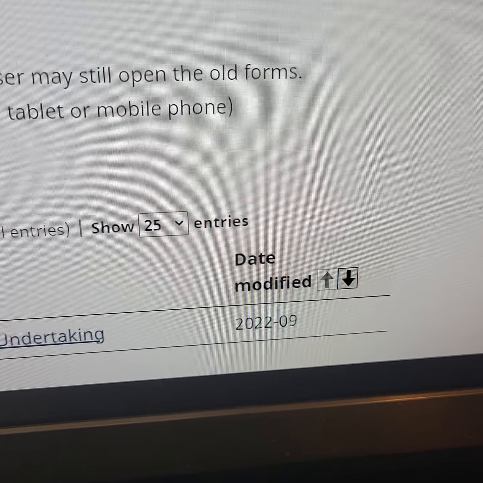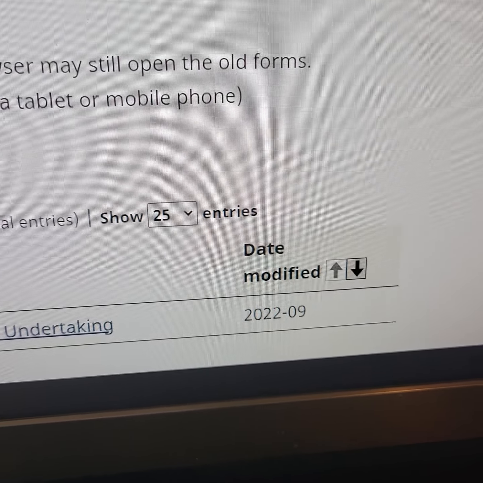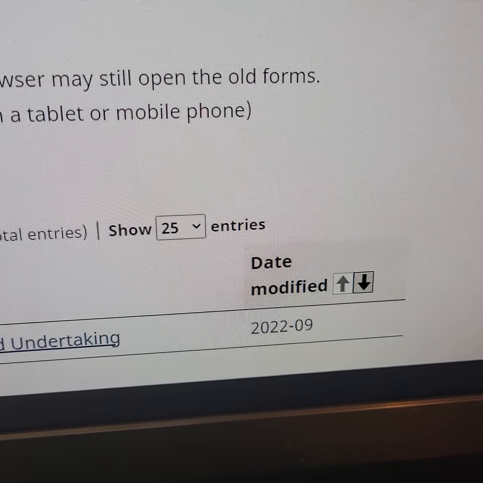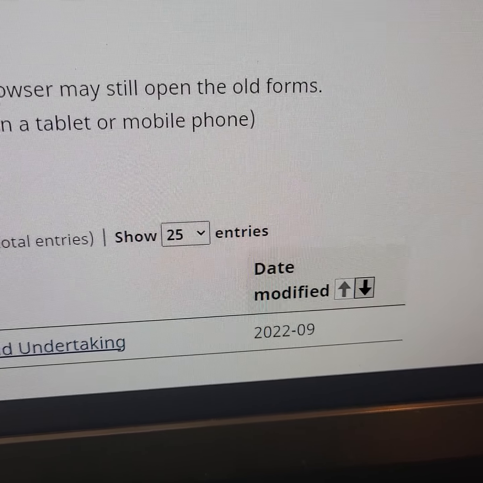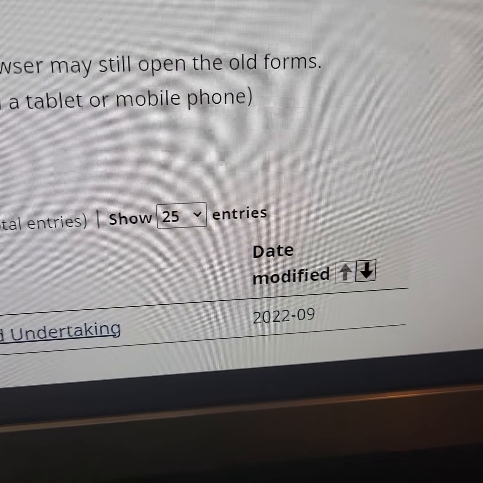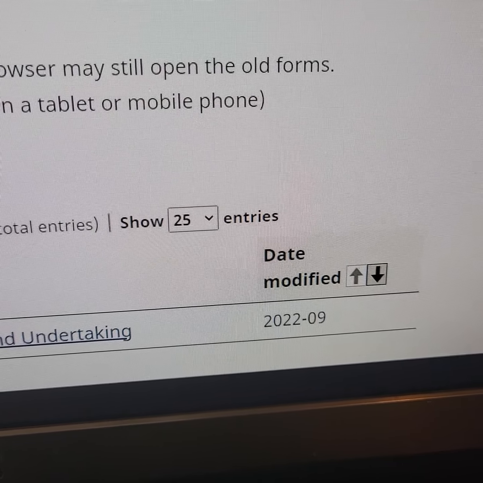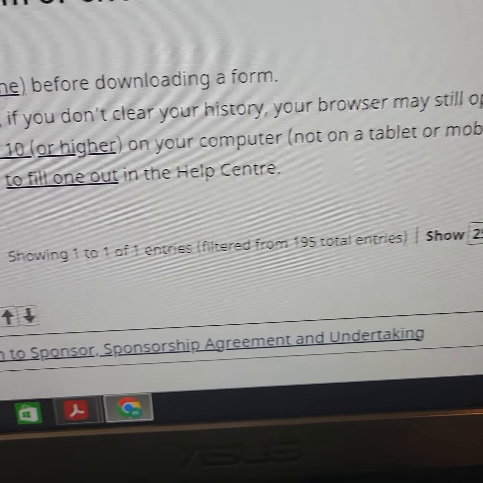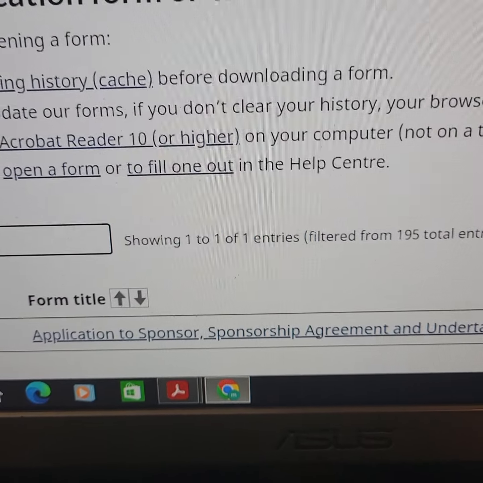I am showing you this so you will know you have to make sure that you get the latest form. As you can see, it says date modified 2209, which means 2022 September, which means that this is the newest one.